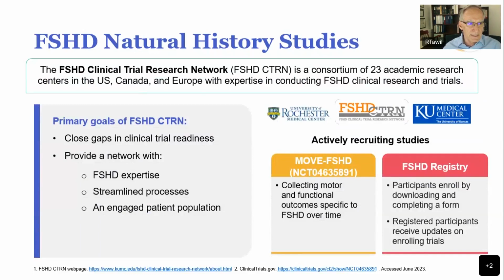So the FSHD clinical trial network, FSHD-CTRN, is a consortium of 23 academic research centers in the US, Canada, and Europe with expertise in conducting clinical trials in FSHD. And we started that about 8 years ago now, with funding from NIH, with the idea that we needed to learn more about the progression of FSHD in order to be ready for clinical trials, and also look for potential biomarkers for clinical trials. So there are multiple ongoing trials right now, mostly observational studies, basically to enhance our understanding of what happens over time with FSHD. So there's a move study, which is recruiting at the present time.